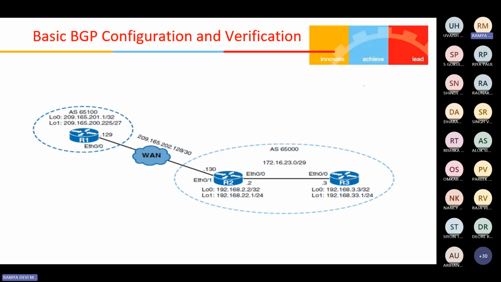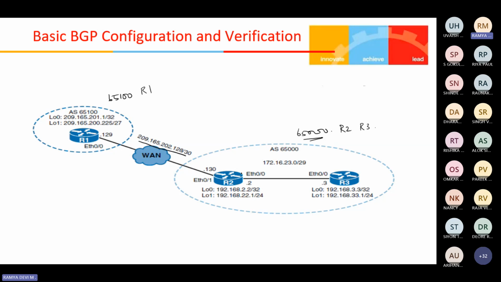So see here, in this topology, we have two autonomous systems, right? The autonomous systems are 65100 and 65000. 65100 has one router, R1, and 65000 has two routers, R2 and R3. There is a WAN link, as you can see here. The WAN link operates on 209.165.202.128/30. It will be connecting R1 and R2.